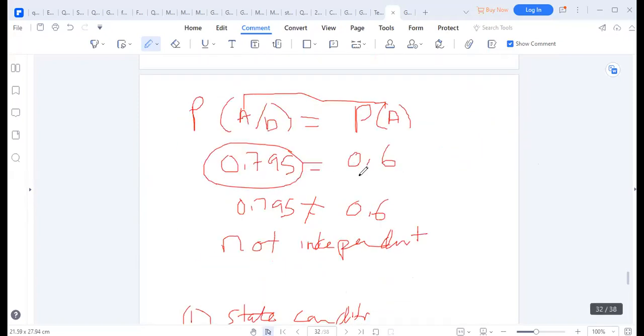So step 2, compare the figures. Step 3, after comparing the figures, are they the same? If they're not the same, we conclude that they're not independent. You conclude that they are not independent.